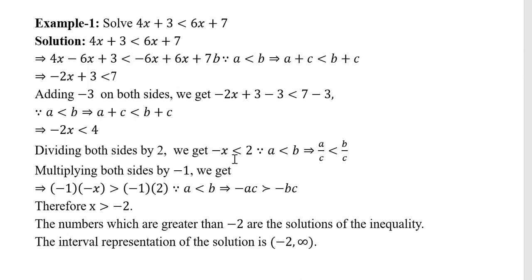Now multiplying this inequality by negative 1, we get negative 1 times negative x is greater than negative 1 times 2. So x is greater than minus 2 is the set of all solutions for the given inequality. In other words, any number greater than minus 2 will satisfy the given inequality.